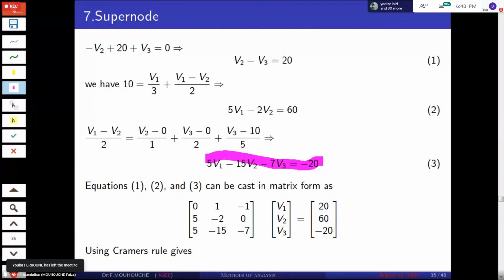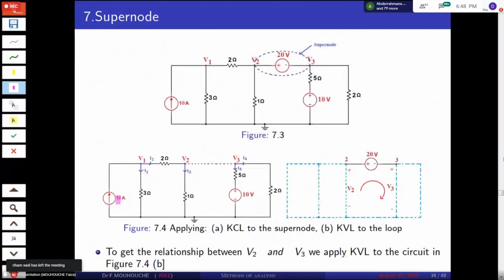Okay, yes, I return to here. Here we have determined node 1, node 2, and at the same time node 3. Now, here we apply Kirchhoff's voltage law to the super node.